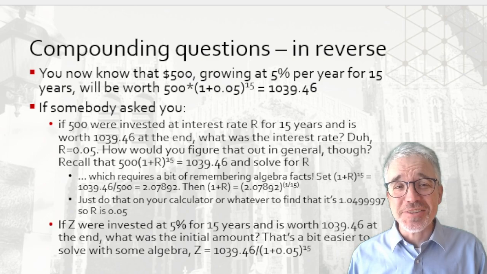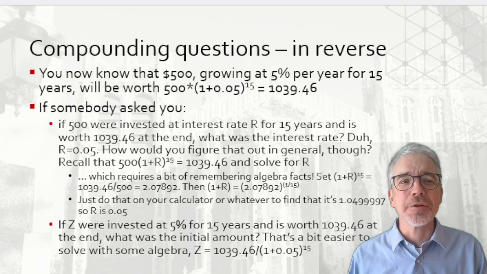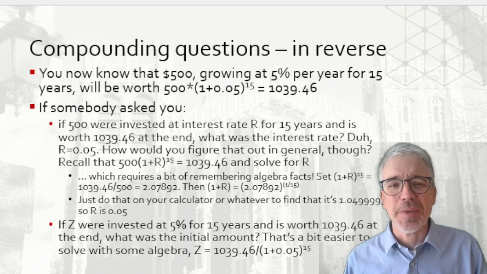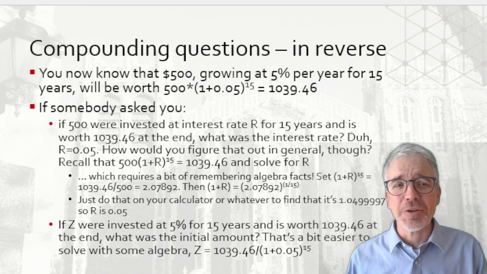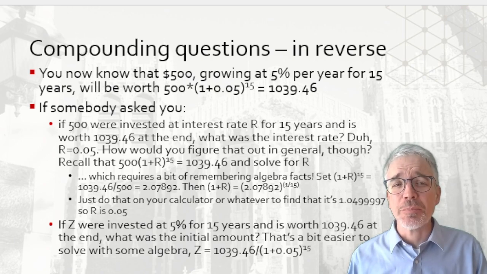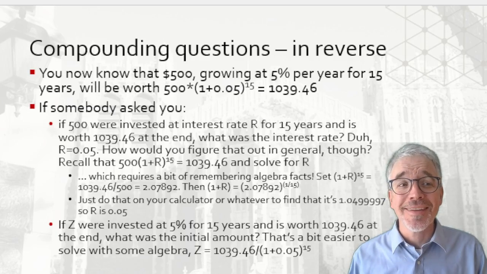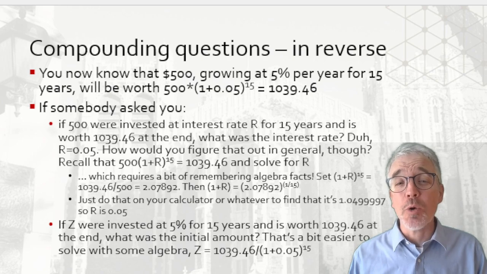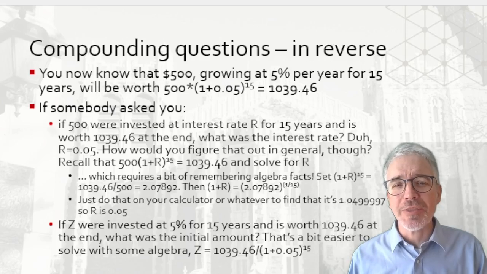But if we hadn't just done the calculation, if we had some general problem, how would I find the answer? A little mathematics. Set an equation: 500 times (1 plus r) to the 15th power equals 1039.46, and solve for r. How? Just remember a little algebra. I have some number x to the 15th power. How do I solve for x? I have to take the whole thing to the 1/15th power.